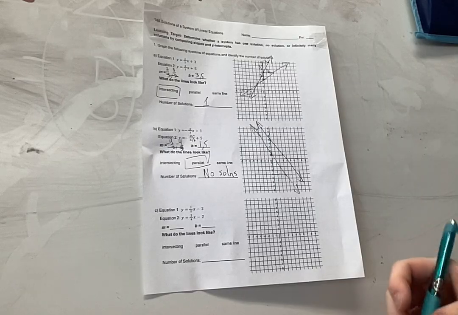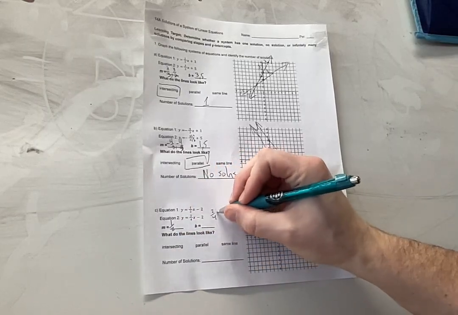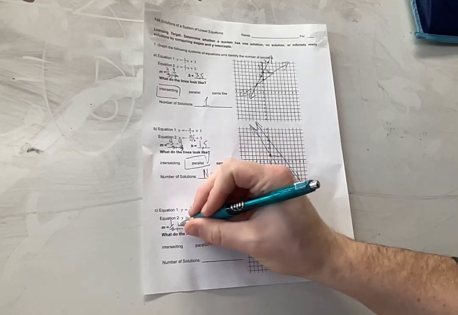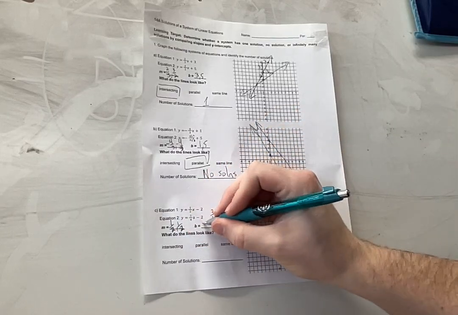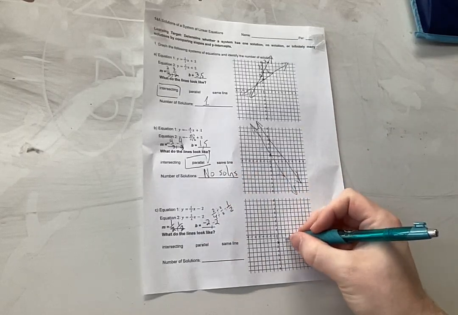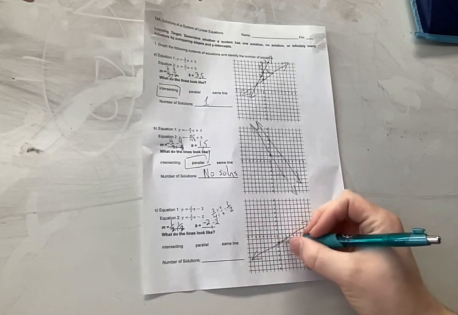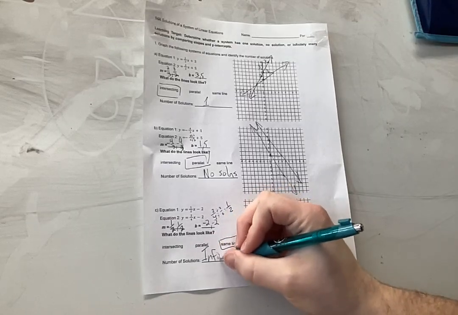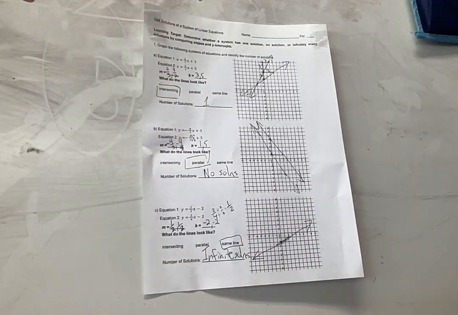For 1c, our slopes are 1/2 and 2/4. When you reduce that, well, you get 1/2 as well. So 1/2, 1/2, those are both the same slope. The b's are also the same, -2 and -2, meaning that we have actually found the same line. It's the same exact line. You don't have to rewrite it. They're the same line, therefore infinite solutions.